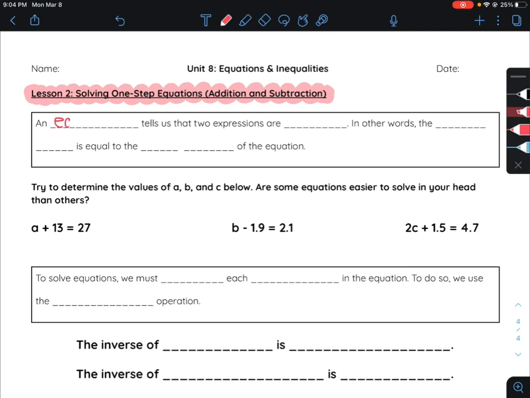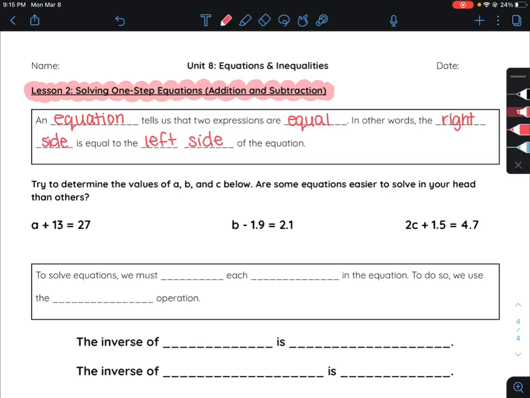An equation tells us that two expressions are equal. In other words, the right side is equal to the left side of the equation. What that means is the equal sign is like the middle, and on the left side you could have something like a plus 5. On the right side maybe you have 10 plus b.